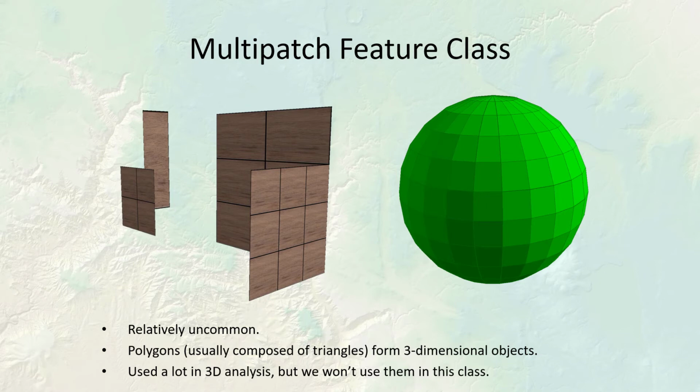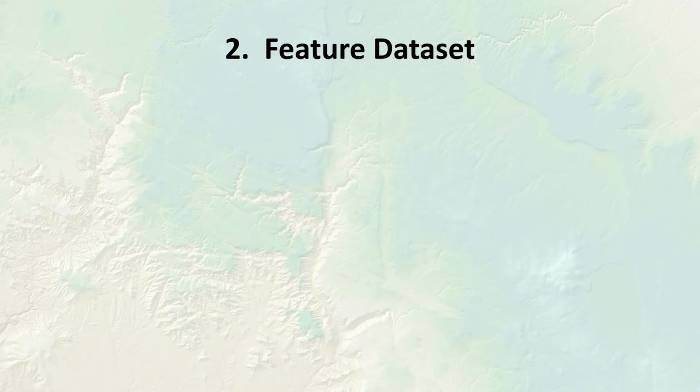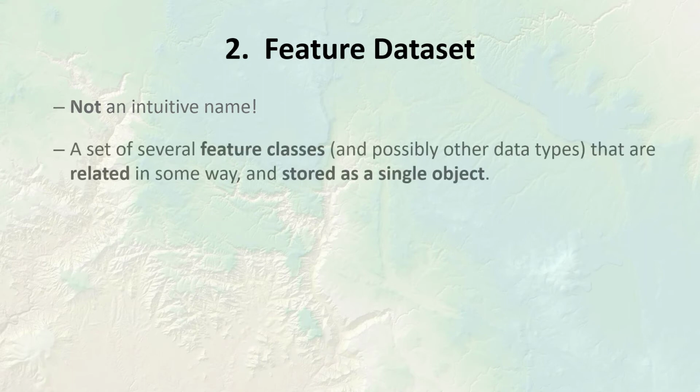We've talked about feature class, so the next up is the feature data set. Feature data set is not an intuitive name. This is another issue of terminology in ArcGIS that is not intuitive. A feature data set, it sounds like a data set of features, doesn't it? But no, that's not what it is. A feature data set is a very specific type of data set. It is a set of several feature classes, possibly other data types, that are related in some way and they're stored as a single object.